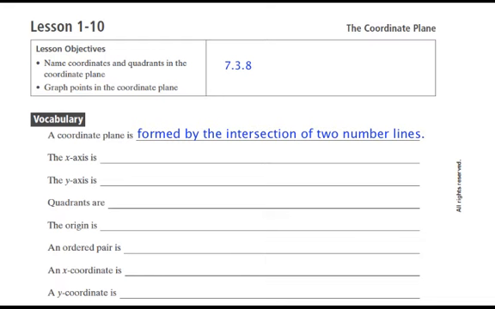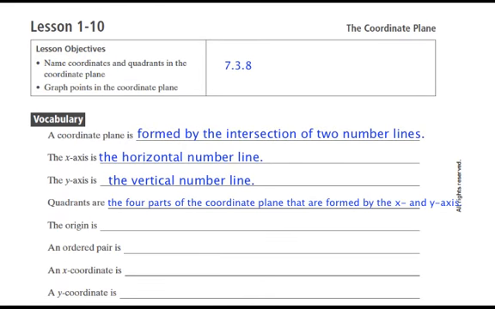A coordinate plane is formed by the intersection of two number lines. It's also known as a coordinate system. It's your x and y put together. The x-axis is the horizontal number line. The y-axis is the vertical number line.